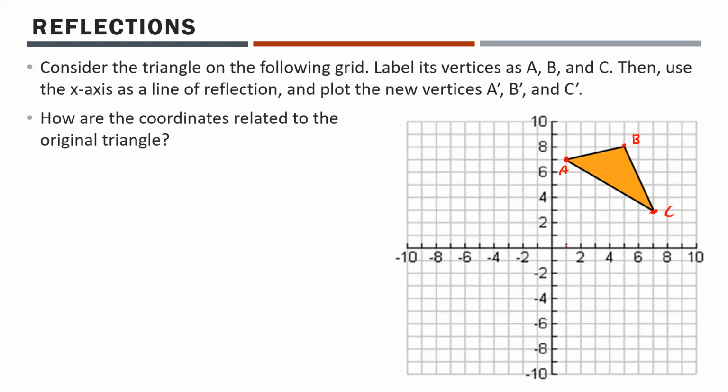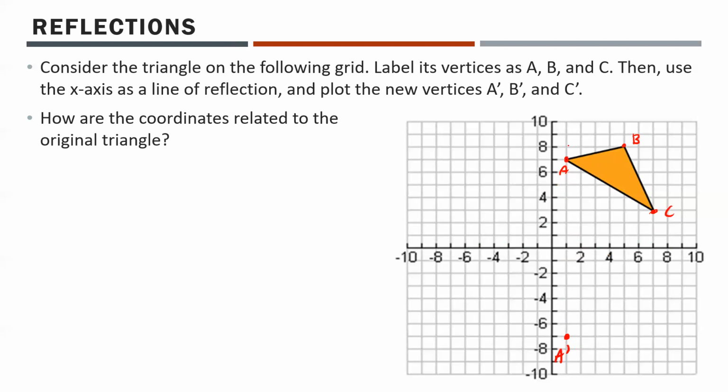Well, the easiest way to do this is just to count how far away from the x-axis each of your points are. So this first one, this point A, is 7 points away from the x-axis. So on the other side, when we cross and reflect over that x-axis, we still need to be 7 points away from it. So we're going to be down here, and I'm going to label that A prime.